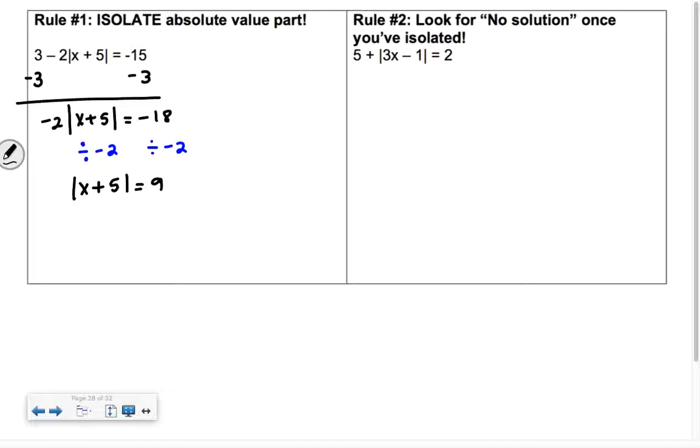Now, this is where we break it into the two equations. Okay, so we have the absolute value of x plus 5 is equal to 9. So that means that this inside part could be 9 or -9, right? So that's when we break it into the two equations. So we say x plus 5 could equal 9, or x plus 5 could equal -9. And we solve both of them. So we get x equals 4, Colin, and I get x equals -14. Write these down.